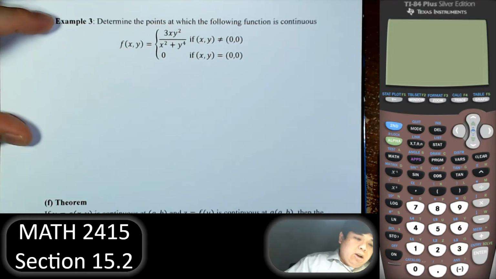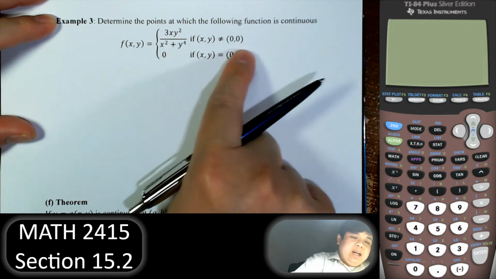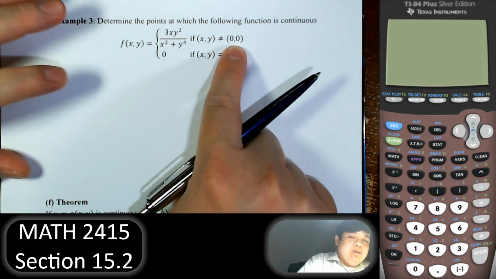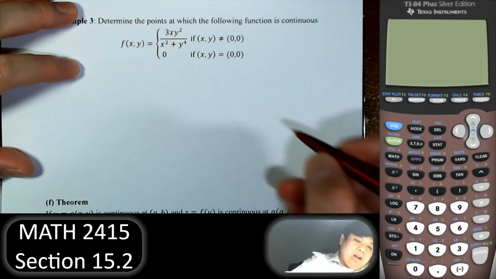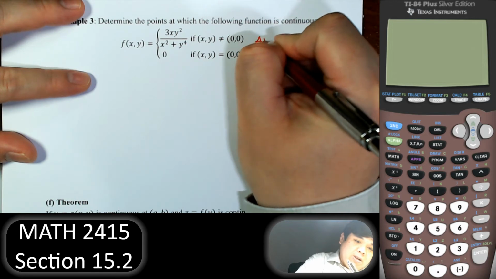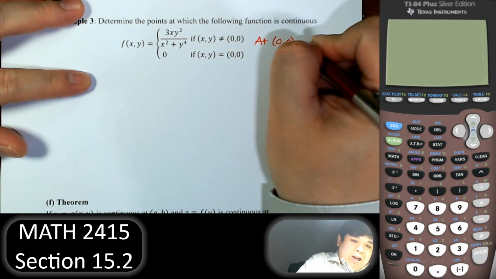So let's just determine the points at which the function is continuous. So this function, if it's not equal to 0, 0, that's obviously continuous. Which makes it interesting to find what happens at 0, 0. So at 0, 0, is it continuous?